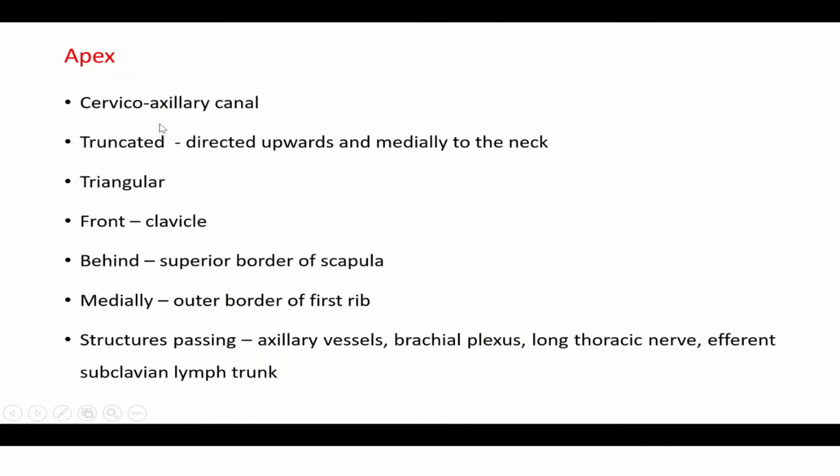So apex, also called cervico-axillary canal, is truncated, and it is directed upwards and medially towards the neck. If you see the overall boundaries, it will be triangular. In front, it will be bounded by clavicle, behind by the superior border of scapula, and medially by the outer border of the first rib. Structures passing from neck to the axilla are axillary vessels and brachial plexus, which will be covered by the axillary sheath. Then long thoracic nerve and efferent supplemental lymph trunk from the axillary lymph nodes.